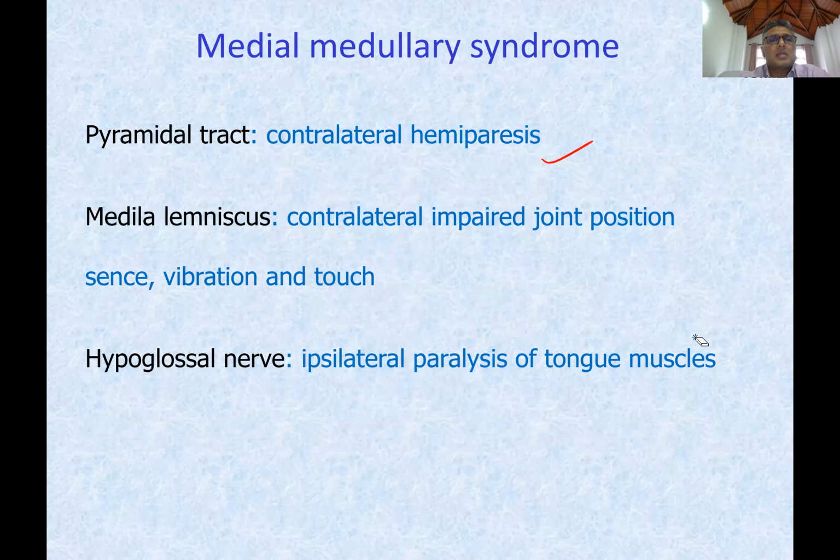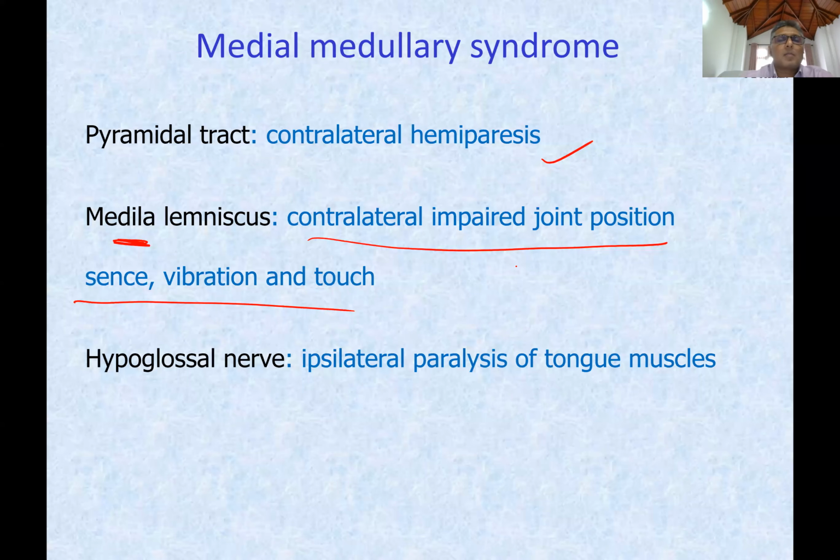Then the medial lemniscus, it's medial. Because of that, you get contralateral posterior white column sensation loss: vibration, position sense, all that. Then the hypoglossal nerve affected, I said ipsilateral paralysis of the tongue muscles.